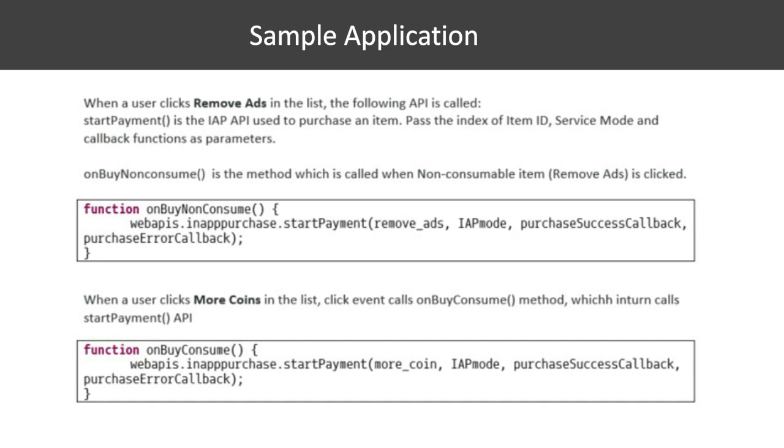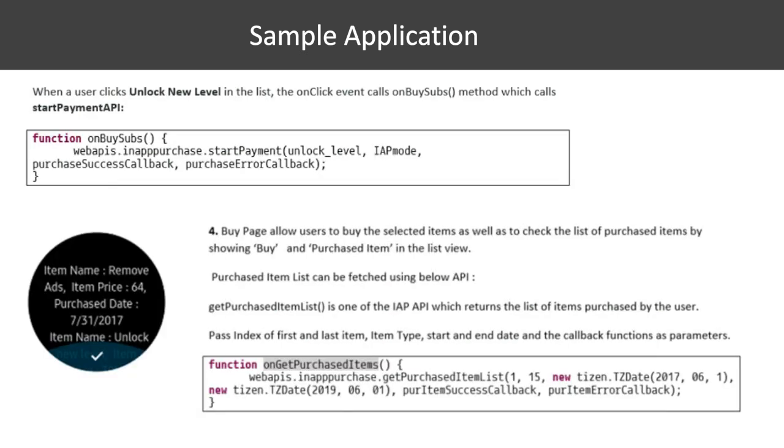And similarly, when the user clicks on more coins, there is another function that is invoked called onBuyConsume, because it's a consumable item, and we are using the same IAP API called startPayment to complete the purchase transaction for more coins. In a similar way, when the user clicks on unlock new level, we are calling a method called onBuySubs, and we are using the startPayment API to finish the purchase transaction to purchase the unlock new level.